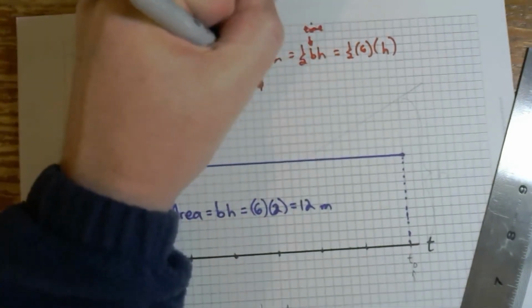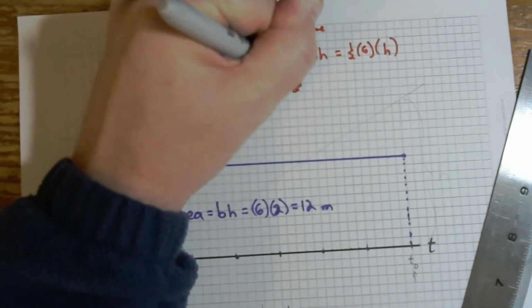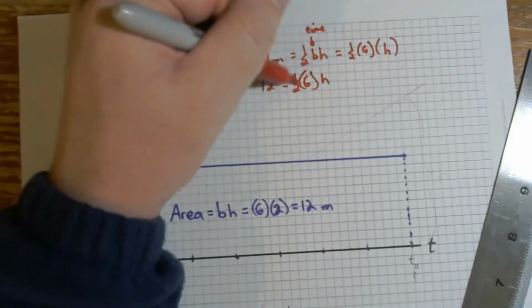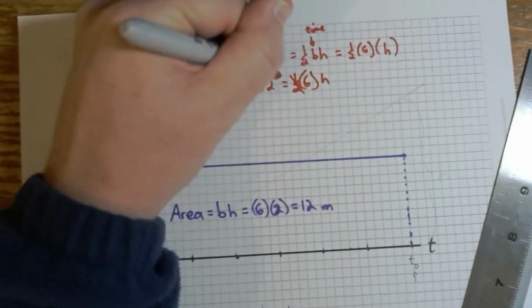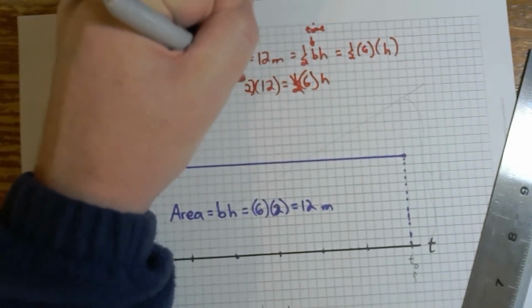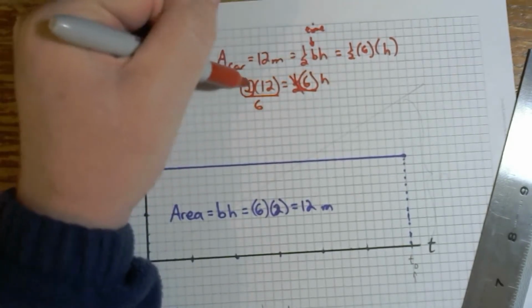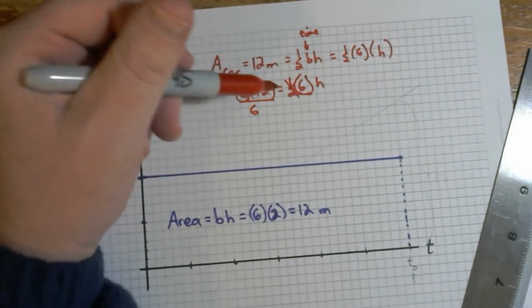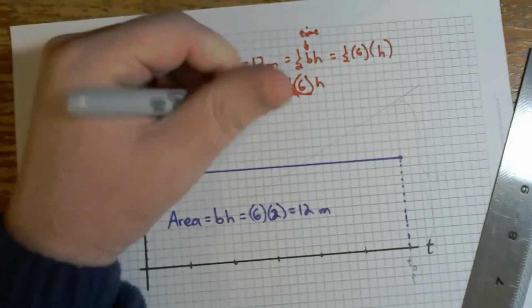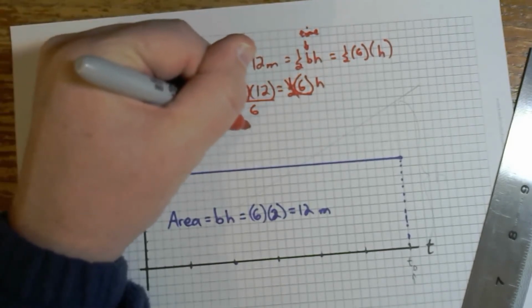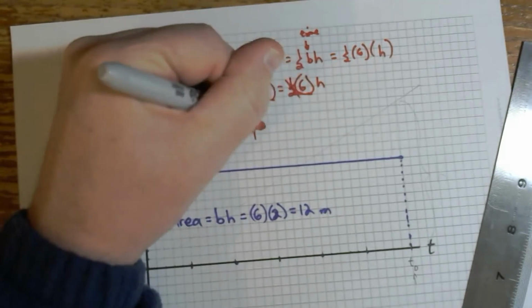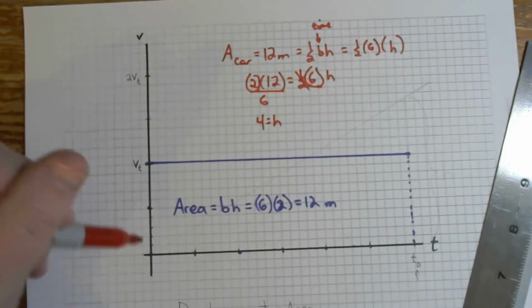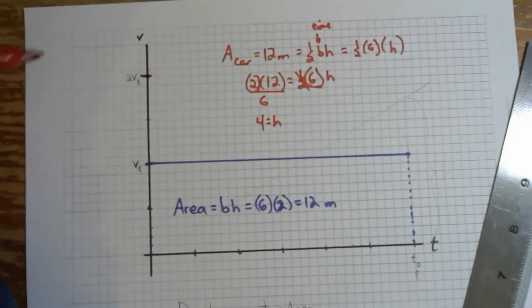So I'm going to set these equal to each other. 12 has to be equal to 1/2 times 6 times the height. And when you do the math here, you work this out. You move the 1/2 over here, so I'm going to multiply by 2, divide by 6. So 2 times 12 is 24, right? And so that means 24 divided by 6 is 4 units. Okay, so the height has to be 4 of these little tick marks. So 1, 2, 3, 4. Okay, so here we go.